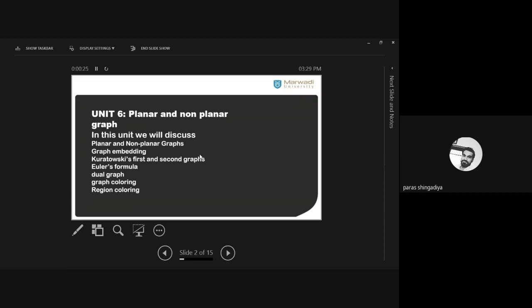Now, the next unit of graph theory is planar and non-planar graphs. Okay, planar and non-planar graphs. Clear? In unit number 4, we discussed the basic concepts of graph theory, how we can define a graph. Clear? How we can define the graph.